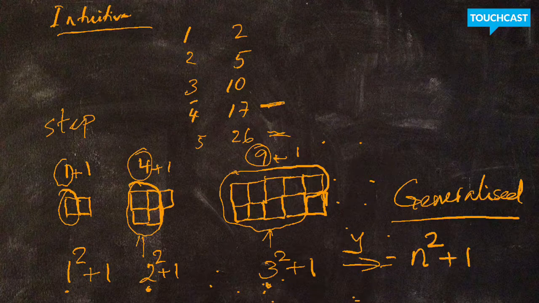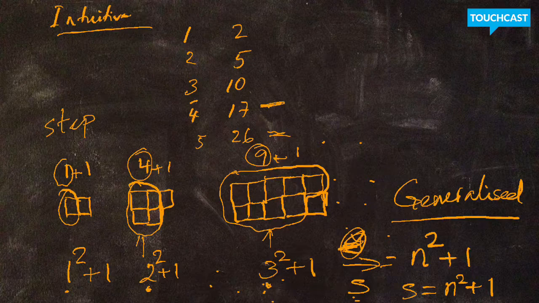You might have called it squares, so instead of y you could have called it s. So number of small squares equals n squared plus 1. That is another way of looking at the patterns and quadratics.